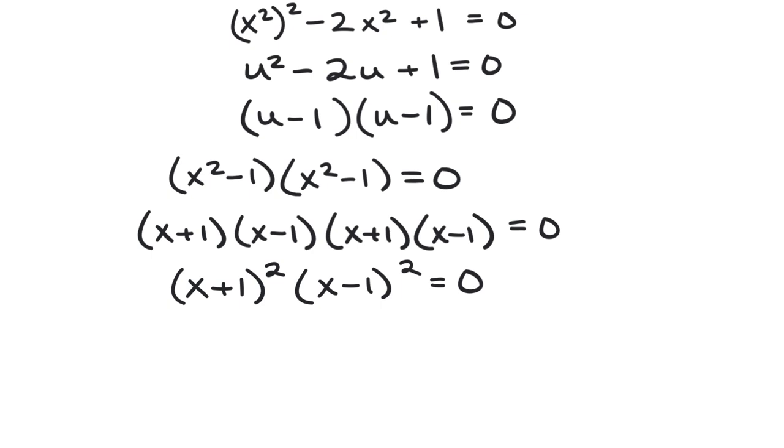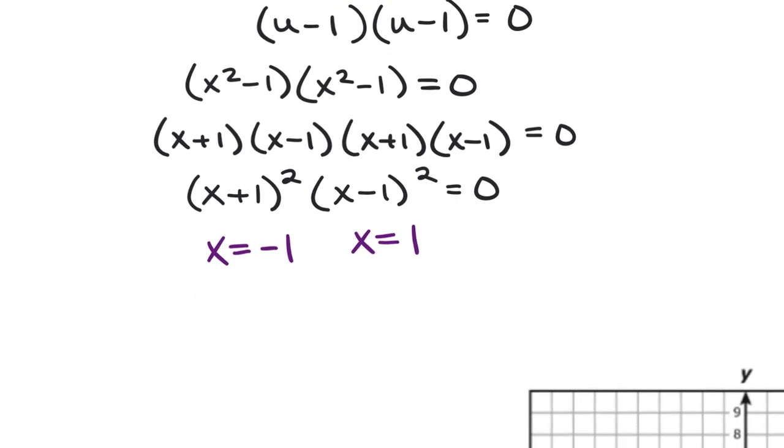Which means that we have a 0 at x equal to negative 1 and a 0 at x equal to 1. But since this is a polynomial, we have to check multiplicities as well. What's the multiplicity of the solution x equal to negative 1?